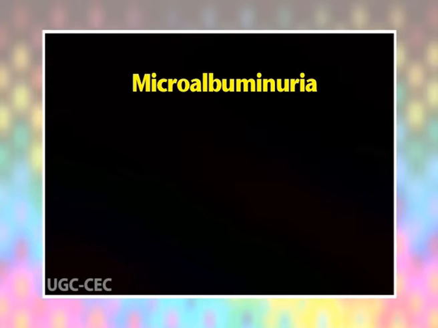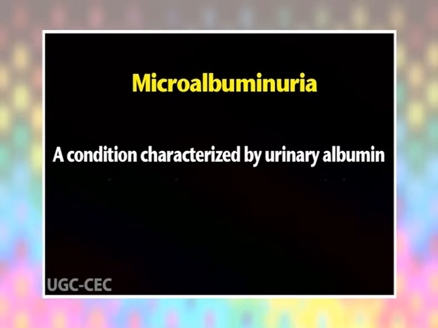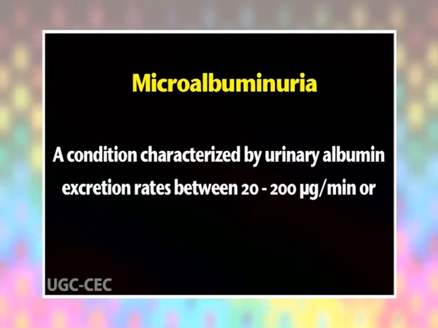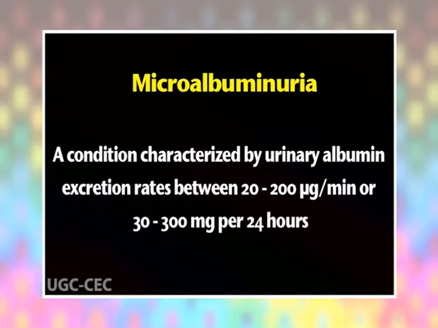Microalbuminuria, a condition characterized by urinary albumin excretion rates between 20 to 200 micrograms per minute or 30 to 300 milligrams per 24 hours. This is shown to precede the overt renal disease and is indicative of increased risk for development of diabetic nephropathy.